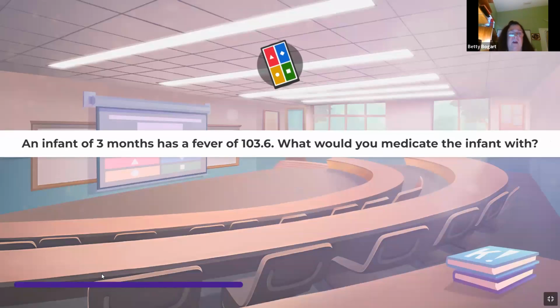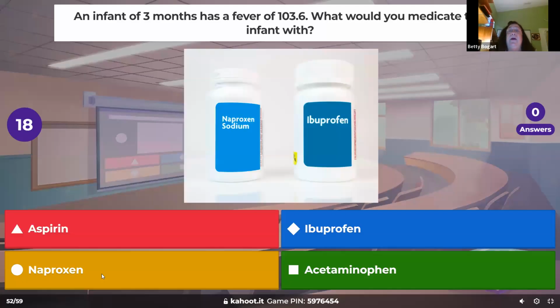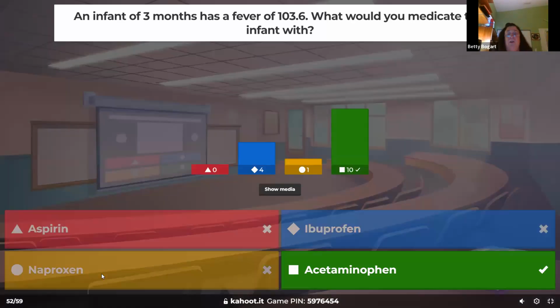An infant of 3 months has a fever of 103.6. What would you medicate the infant with? A 3-month-old, how do we take care of fevers? Only acetaminophen. You cannot give ibuprofen till a child is 6 months old.